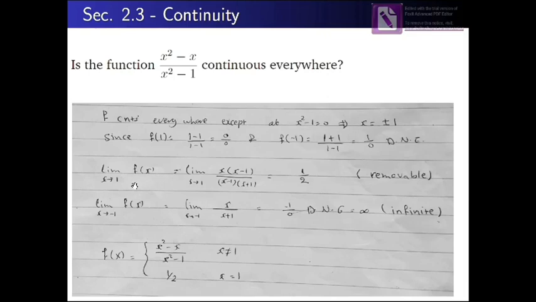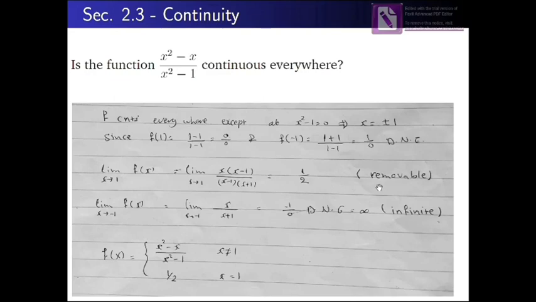Since here the limit is equal to half, but the function is not defined when x is equal to 1, this type is removable. When x approaches minus 1, let us find the limit. It is the same step: we cancel x minus 1 with x minus 1, and we are left with x over x plus 1. When x approaches minus 1, we take the limit by replacing x by minus 1, so it will be minus 1 over 0. Minus 1 over 0 does not exist, which is infinity, so that means our function has an infinite discontinuity at x equal to minus 1, but a removable discontinuity when x is equal to 1.